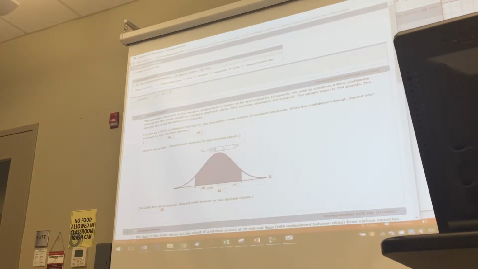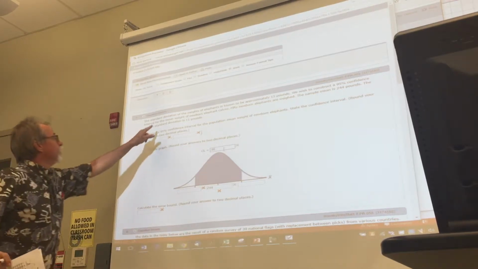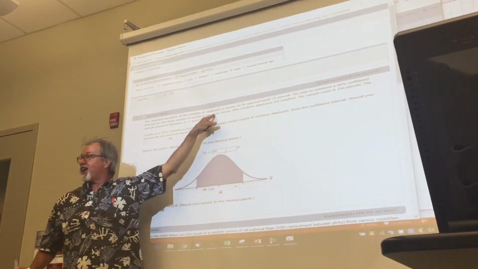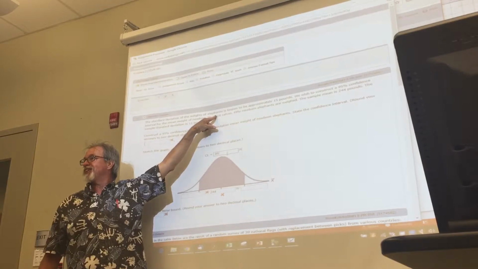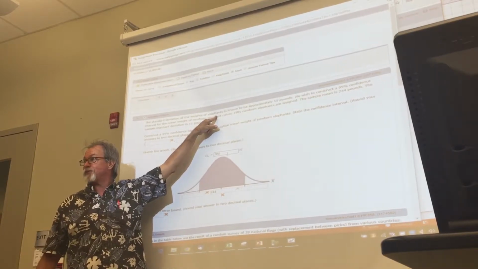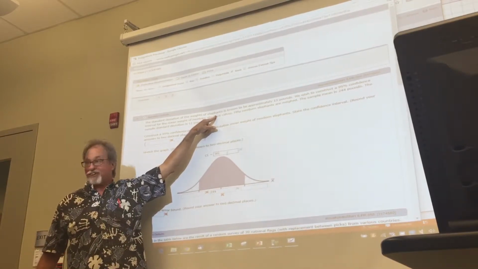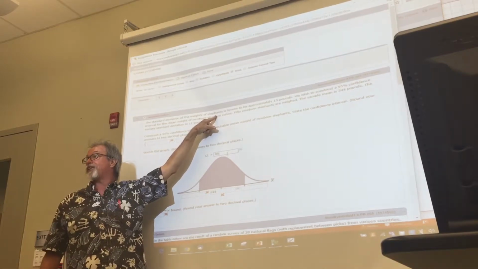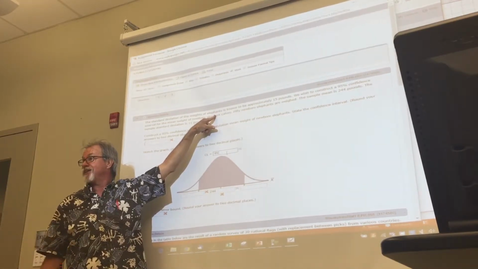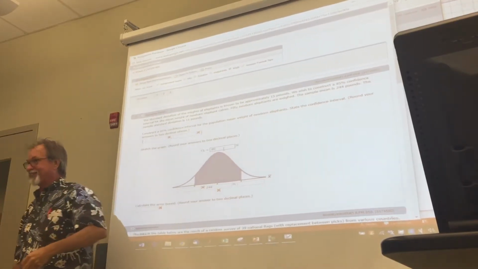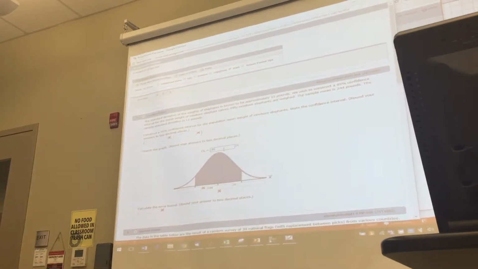How do we know which one to use? The standard deviation of the elephants. Is it talking about a group of elephants? No, it's not all of them. It's talking about all elephants. If I'm talking about all elephants, I'm talking about a population. See, this is why it's important to understand the use of words.